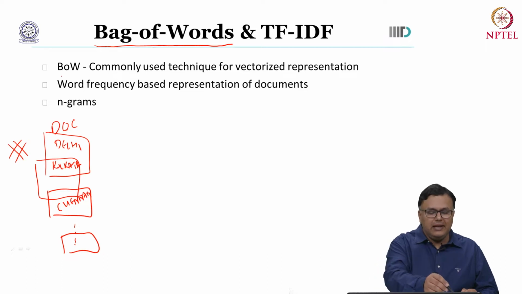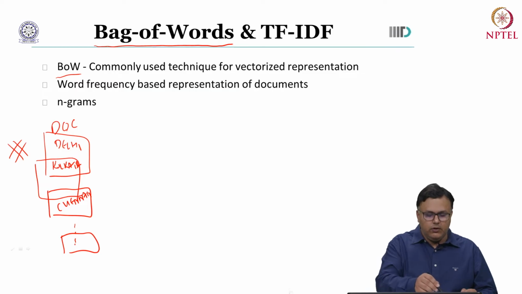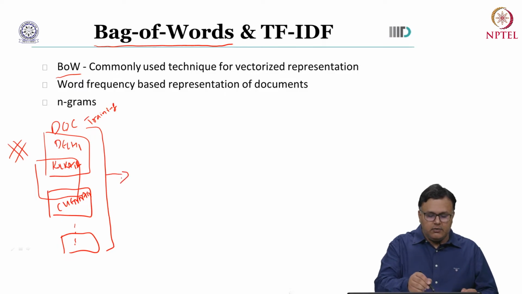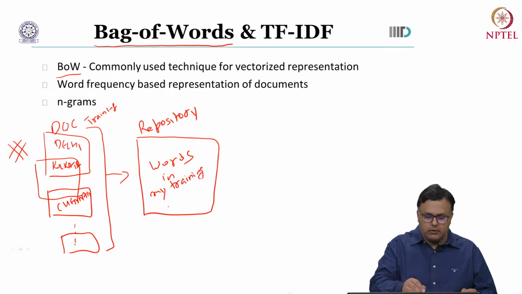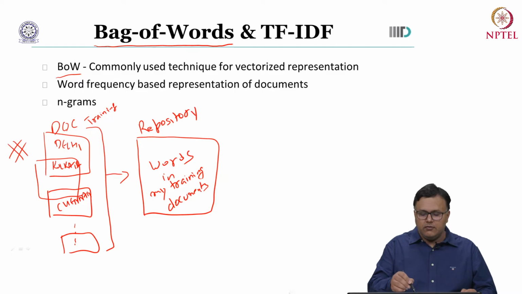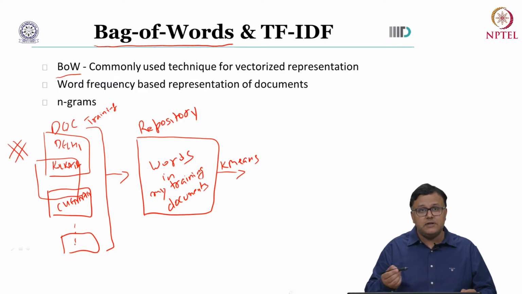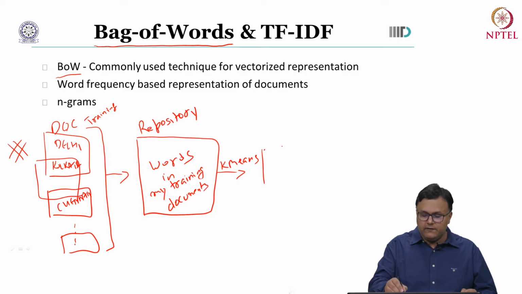In the plain vanilla bag of words representation, friends, we want to take all the documents present during training and create a large repository which contains all the words in my training documents. From this, we can apply a simple clustering technique like k-means. We have discussed this in facial expression based emotion recognition, and that is going to give me a dictionary which will contain the frequently occurring words.